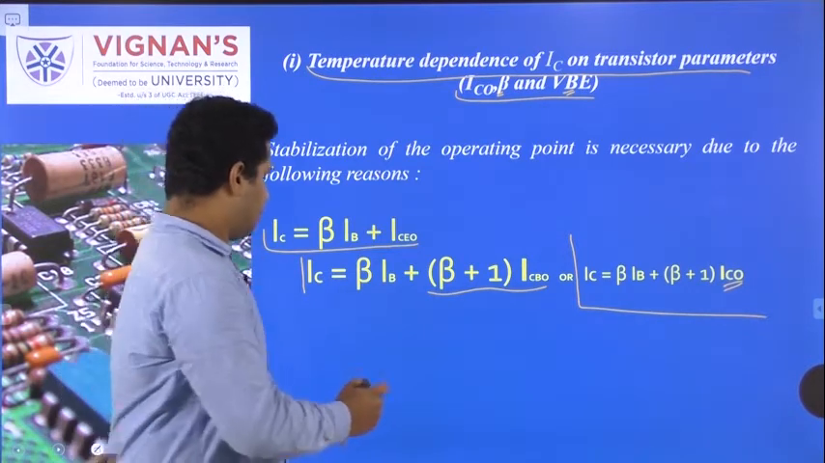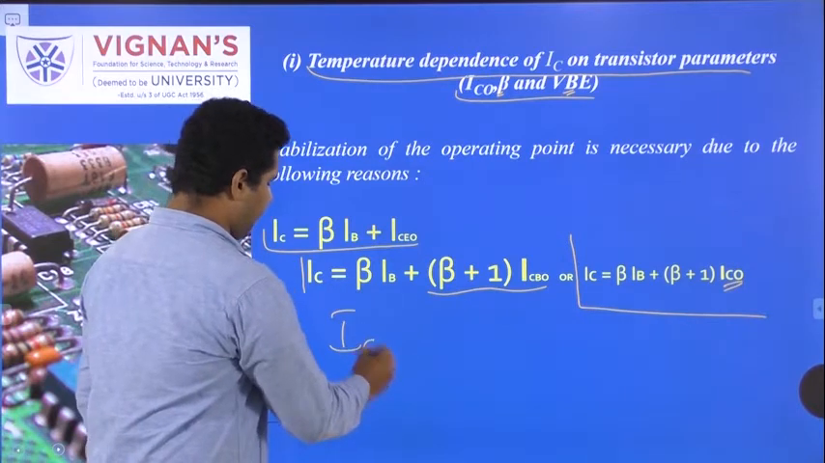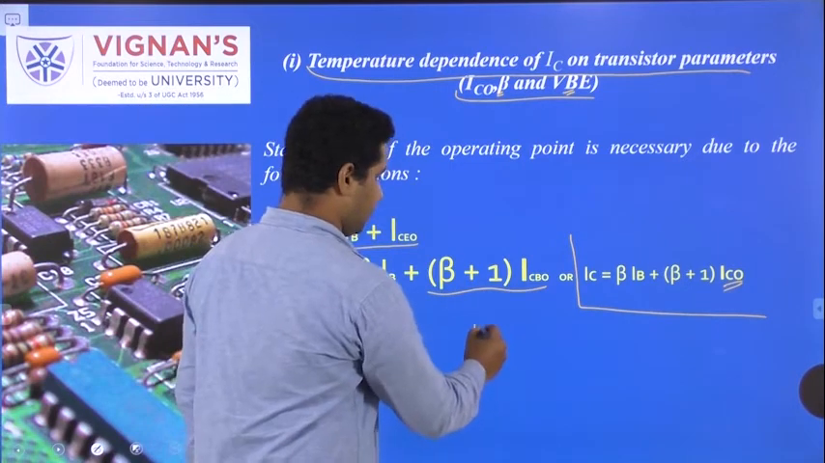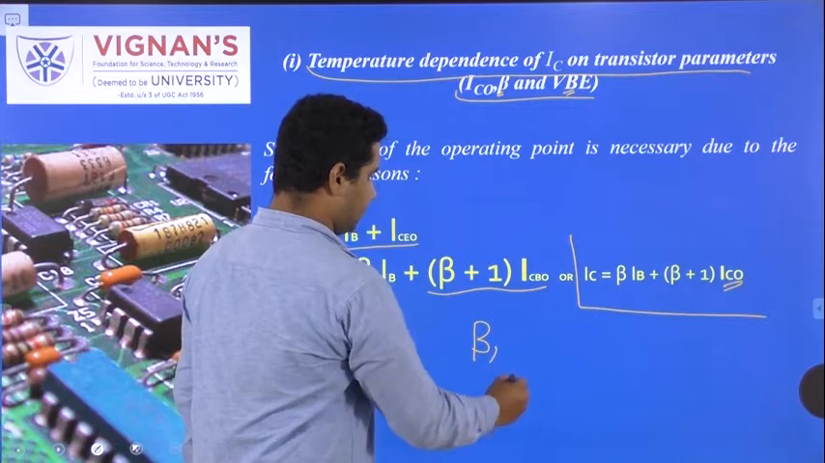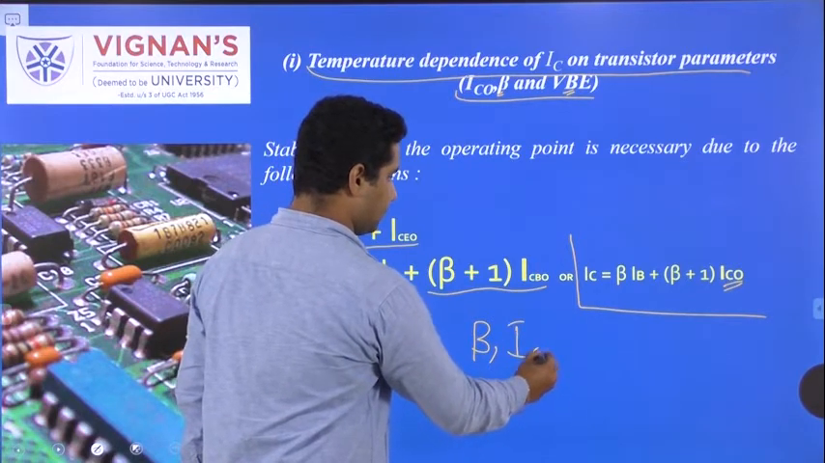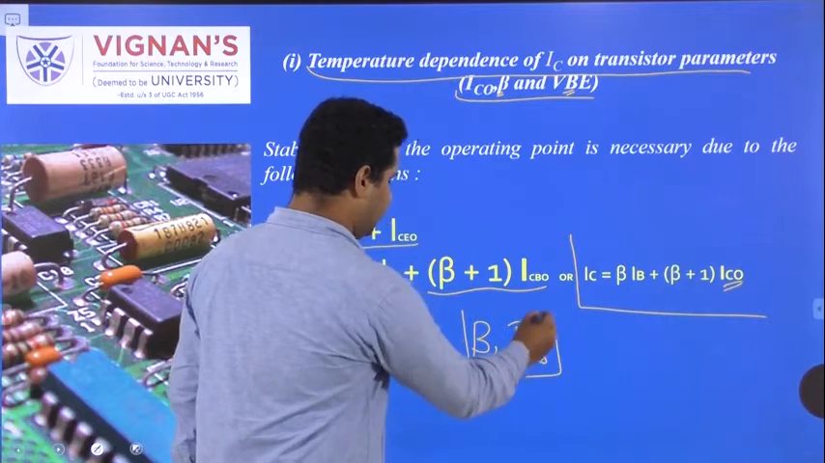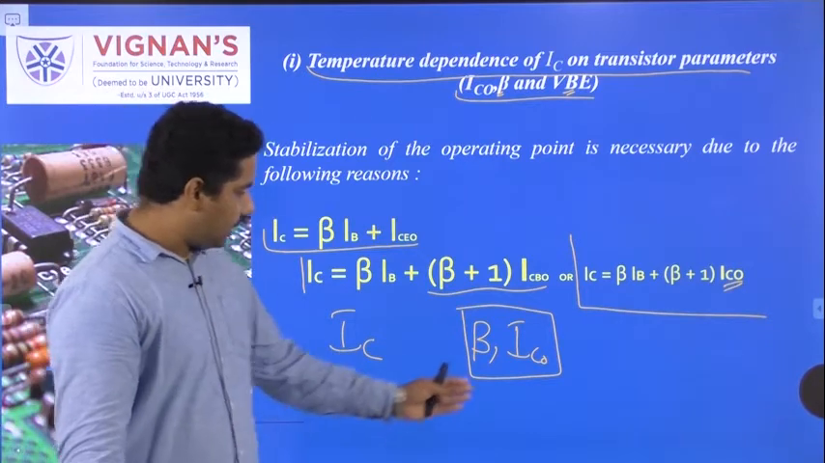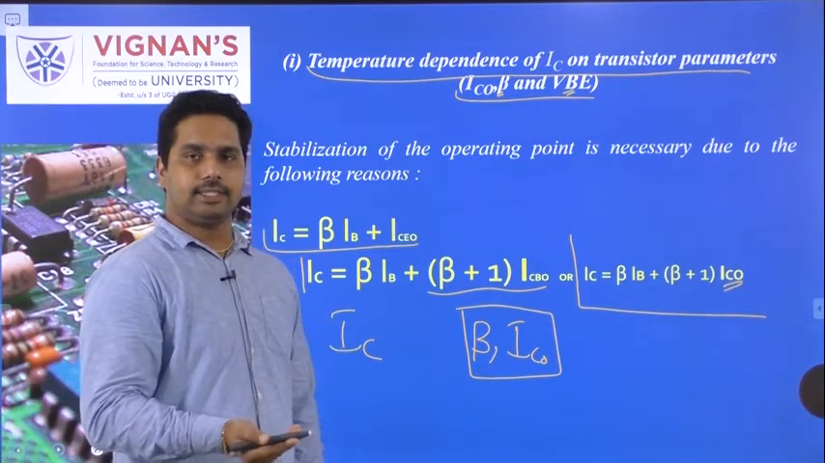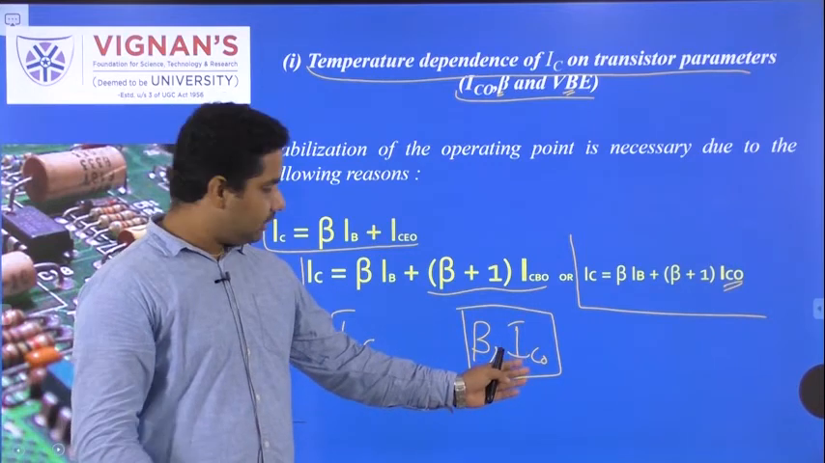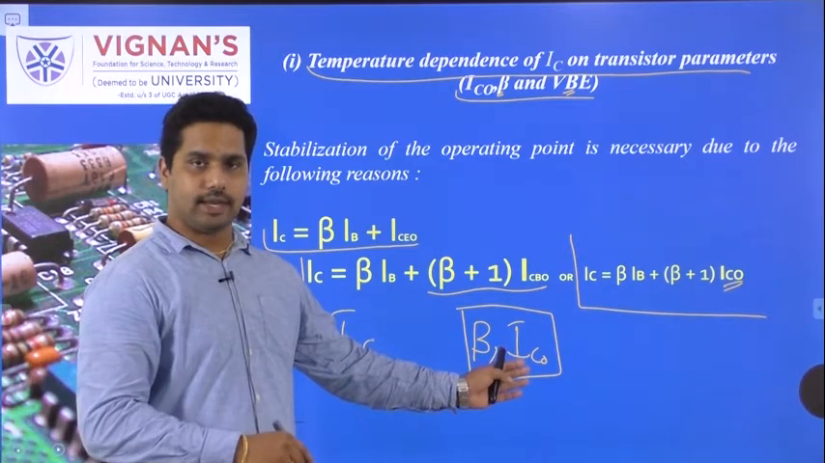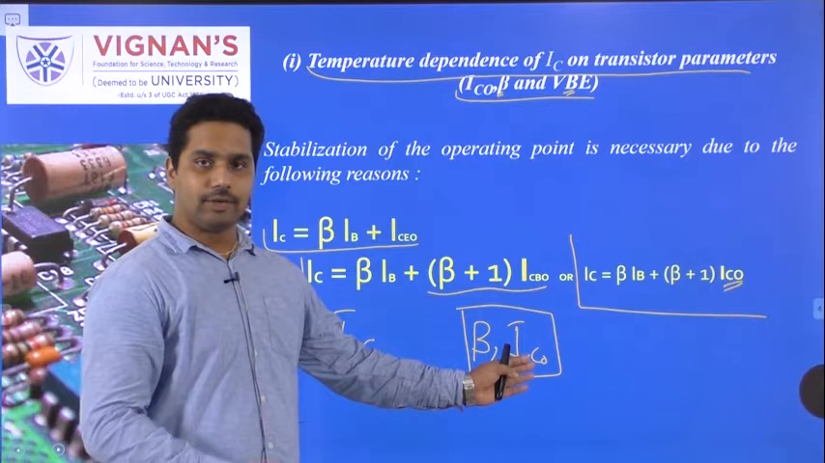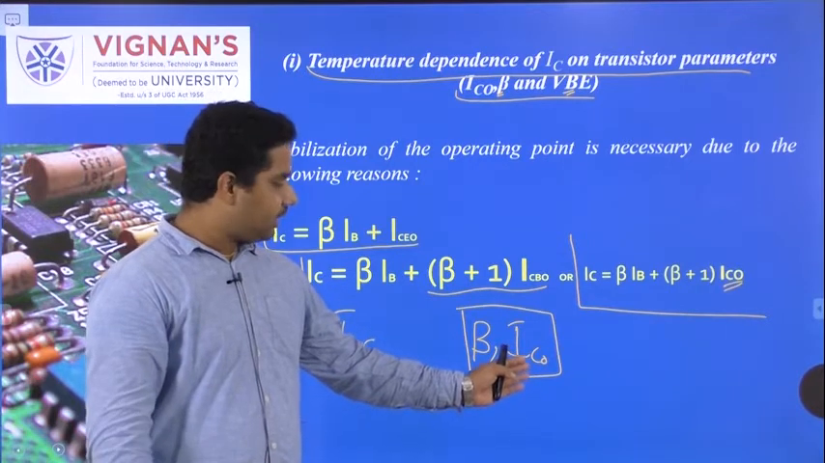So the collector current is there, right? Collector current is there, and then you have beta which we will consider, then you will consider the leakage current. Okay, and because of these two parameters, your collector current will change. For example, the leakage current is there, right? If temperature increases, what will happen to the leakage current? This leakage current is because of minority charge carriers only, right? So if temperature increases, what will happen? Minority charge carrier generation will be more. So because of that, the leakage current will be more.